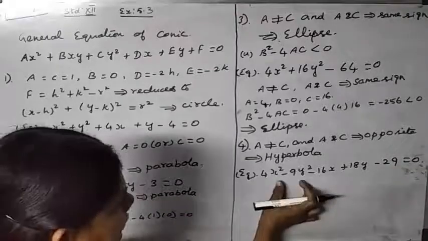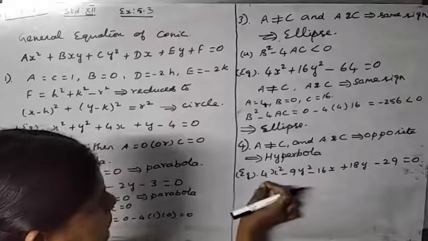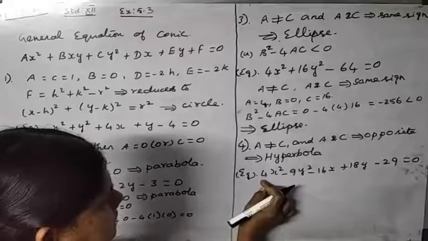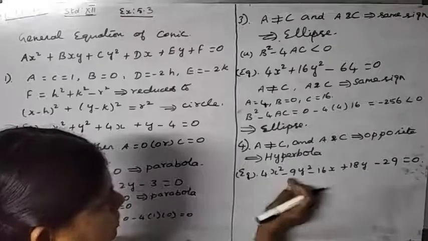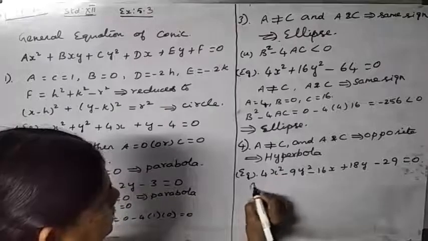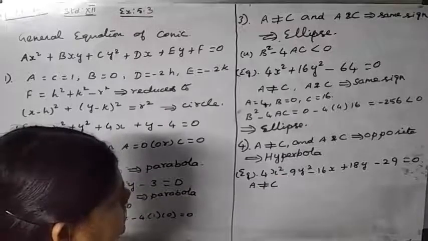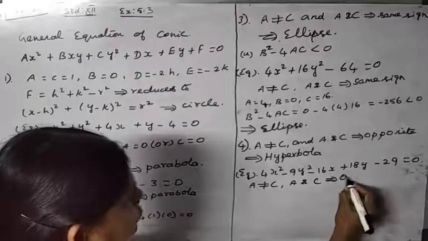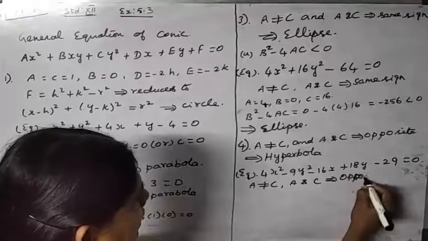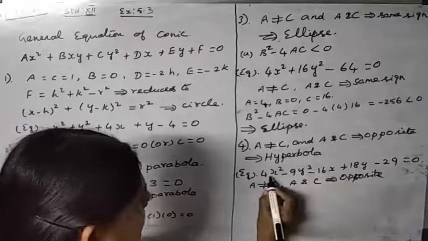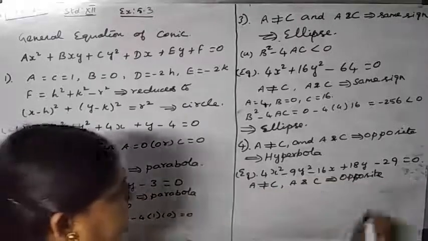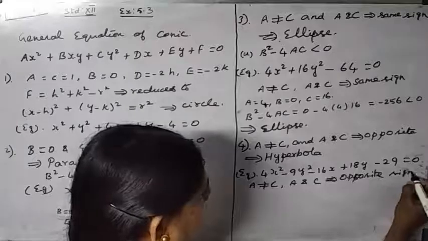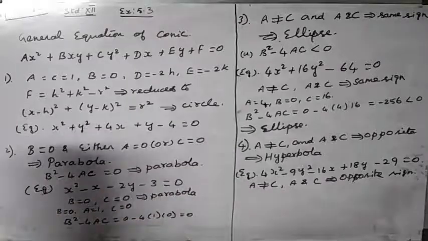இப்போ x square y square in the terms ஓட coefficients தான் a and c. Look at this, a equal to 4, c equal to 9, so they are not equal. So a is not equal to c. And also a and c are of opposite sign. Opposite signல இருக்கு பாருங்க. a வந்து plusல இருக்கு, c minusல இருக்கு. So இந்த condition பார்த்தோம்னே we can write this is a hyperbola.